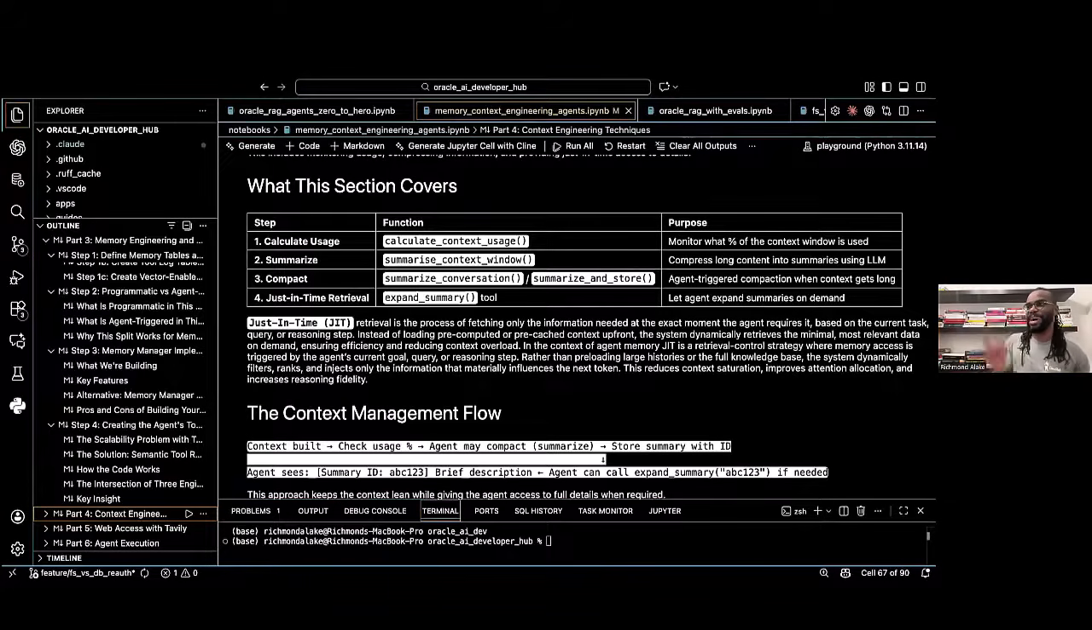Someone asked, how can you make sure there is no loss of information when you do compression? Well, there is going to be loss of information. The way you make sure there is no loss of information is by doing what I just said, which is you offload the uncompressed content into a database, and the agent can retrieve it when it needs it. We're going to see that.